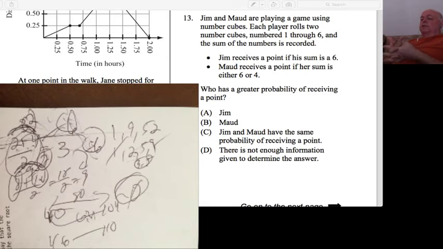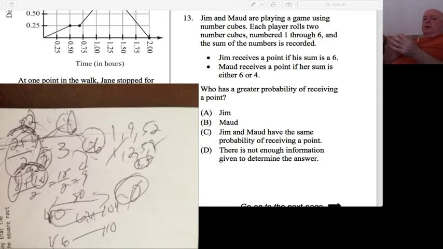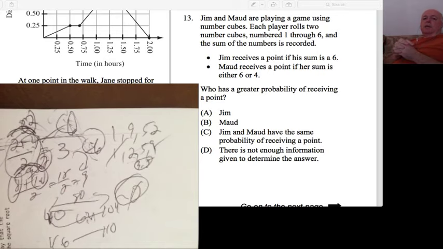Because givens are also important. And we're just making a mental note, oh yeah, this was that, or he or she said this or that. Okay? So Jim and Maud are playing a game using number cubes. Okay, cool. Probably they're six-sided. So each player rolls 2 number cubes, each numbered 1 through 6, and the sum of the numbers is recorded.